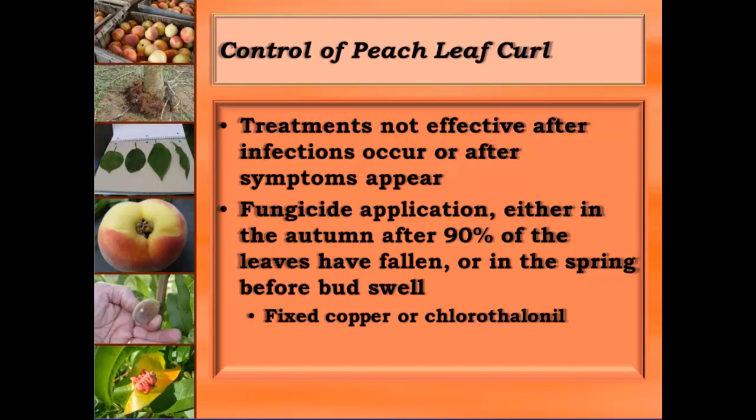So peach leaf curl is rather easy to control, and it requires either a dormant application of copper or an application of chlorothalonil. And if you're on the commercial market, that would be called Bravo. On the home market, there are so many different names for it. It's one of the most common fungicides on the home market, so you should be easily able to find it. So again, a fixed copper spray or a chlorothalonil spray in dormant.